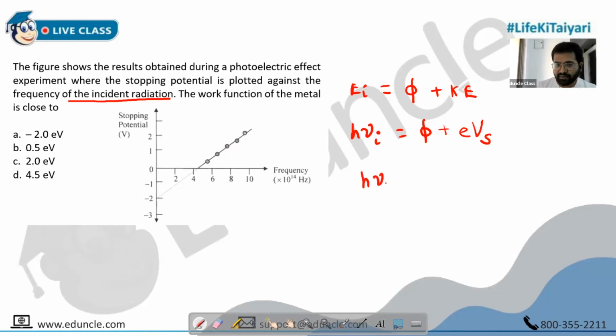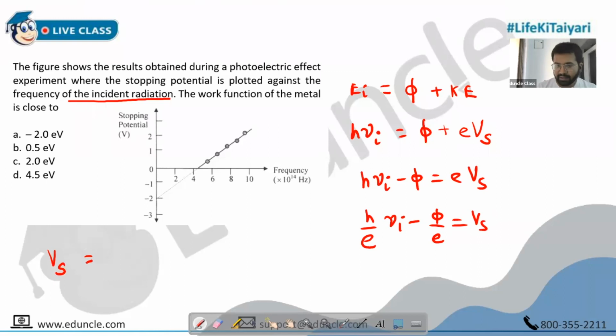So h nu_i minus phi is e into Vs, or I can say h upon e into nu_i minus phi upon e is Vs, which is my y coordinate. Vs equals h upon e into nu_i minus phi upon e. This is it. Stopping potential is y, the slope multiplies x, which is incident frequency, and then the intercept.